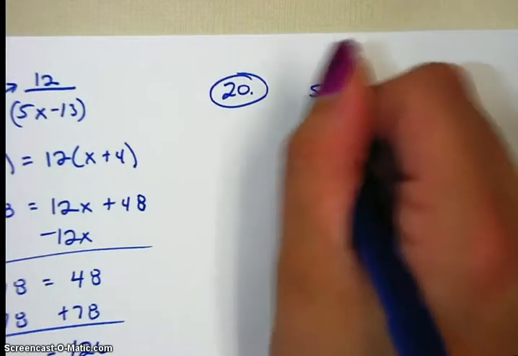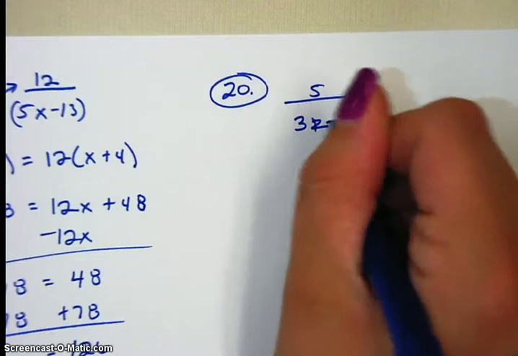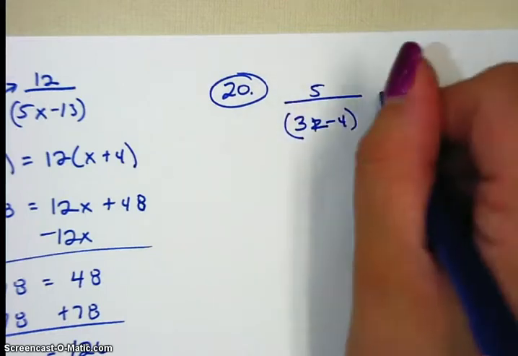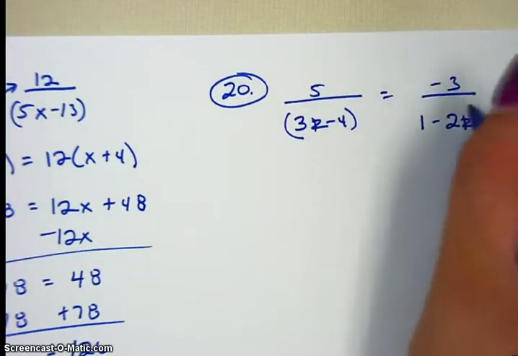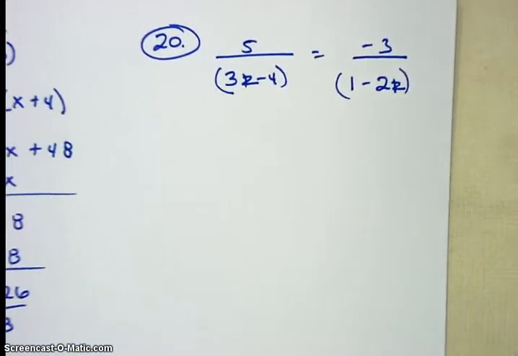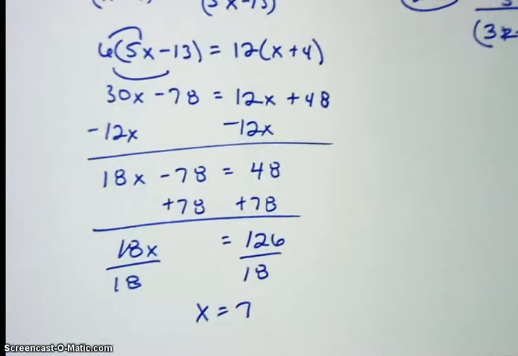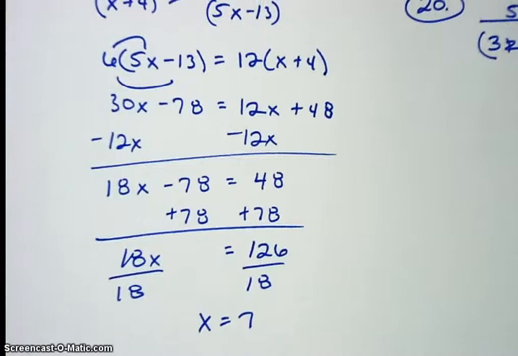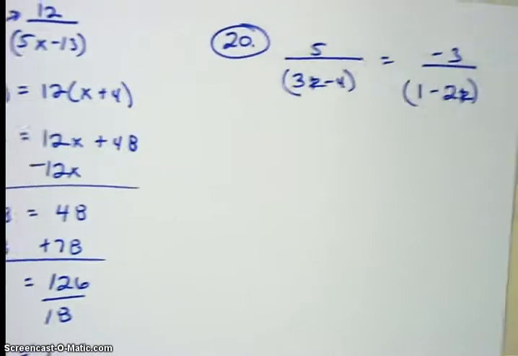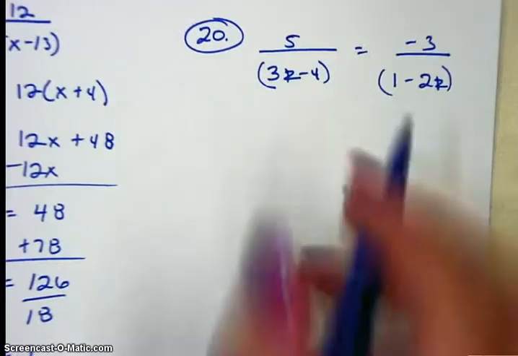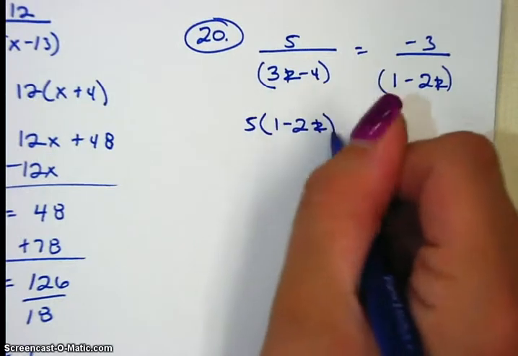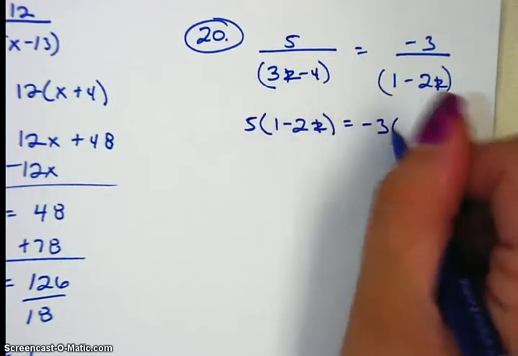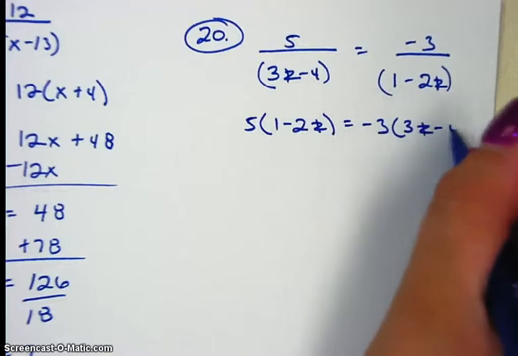Number 20. Same deal. 5 over 3z minus 4 equals negative 3 over 1 minus 2z. Now you'll notice I'm putting parentheses around those problems. I don't know if you guys could see that whole problem last time. Well, there's the rest of the problem in case you couldn't see it. We're going to cross multiply. So 5 times 1 minus 2z equals negative 3 times 3z minus 4.